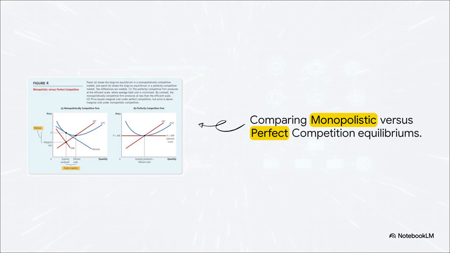And check out the price. It sits way up above the marginal cost curve. This markup exists purely because the firm has that sliver of market power we talked about earlier.